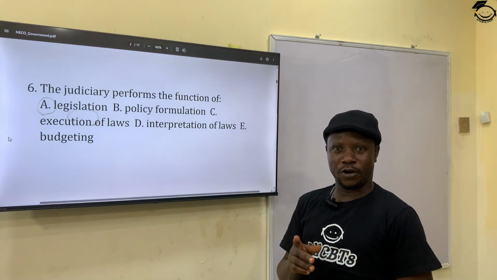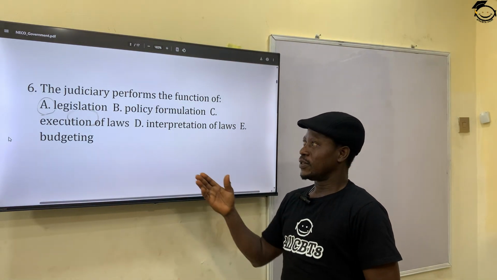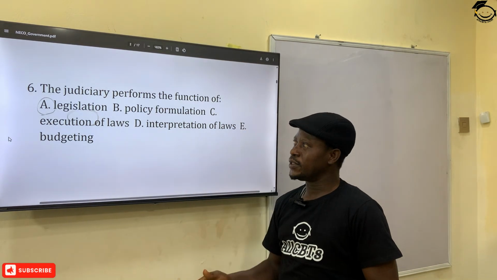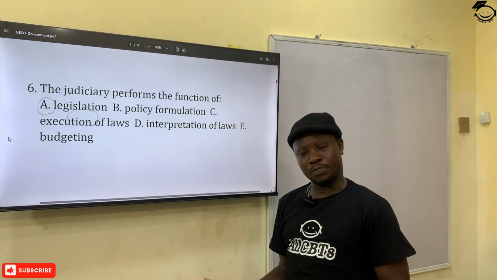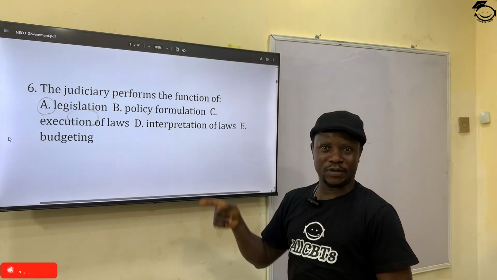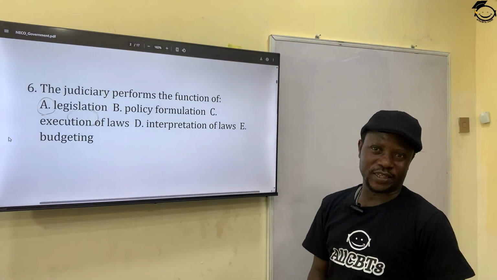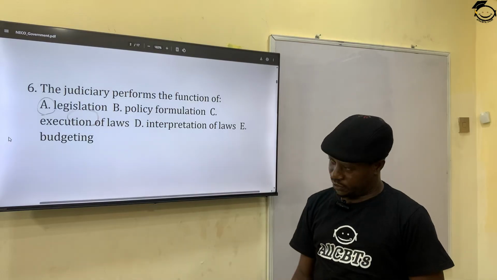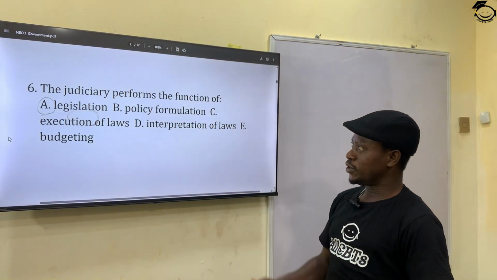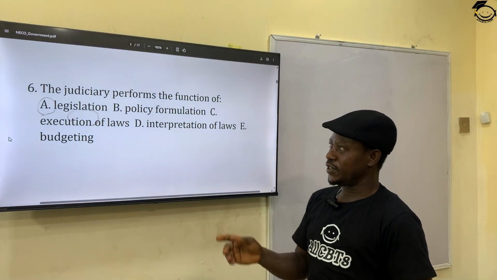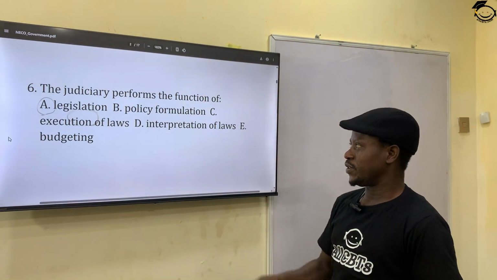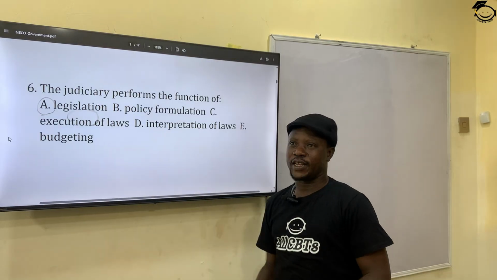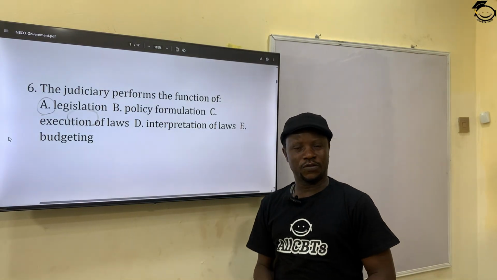The judiciary performs the function of... The judiciary is one of the three organs of government. While the legislature makes or enacts laws, the executive enforces or implements laws, and the judiciary interprets, administers, explains, or defines laws. So let's see our correct answer from this question. The judiciary performs the function of: A. legislation, that is the work of the legislature. B. policy formulation, that is the work of the executive. C. execution of laws, that's also the work of the executive. D. interpretation of laws. And E. budgeting. Budgeting is also the work of what? The executive. So the most correct answer here is interpretation of laws, D.